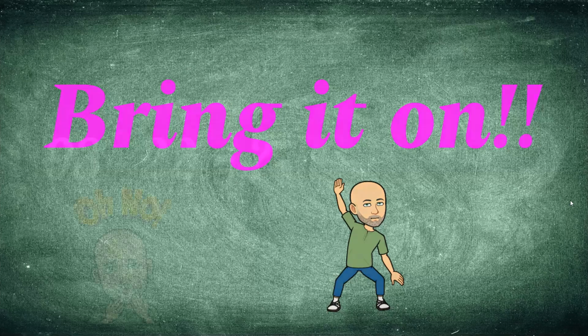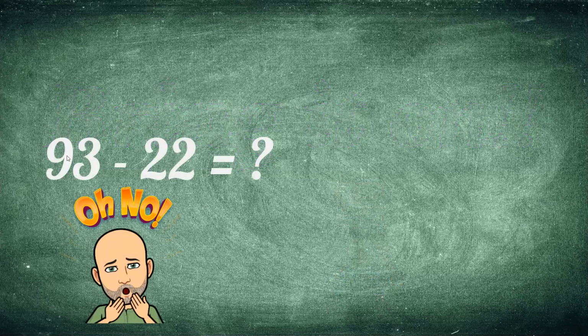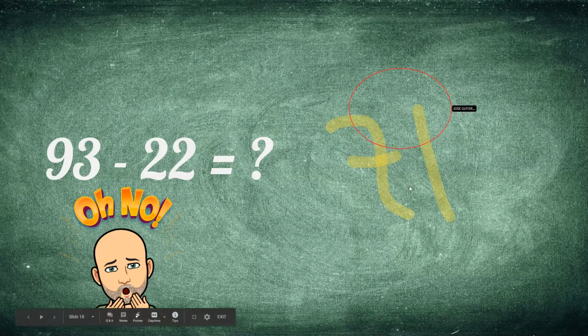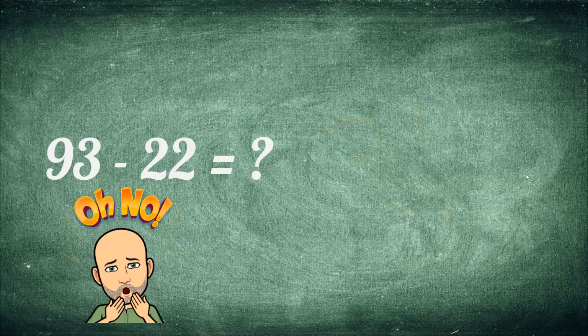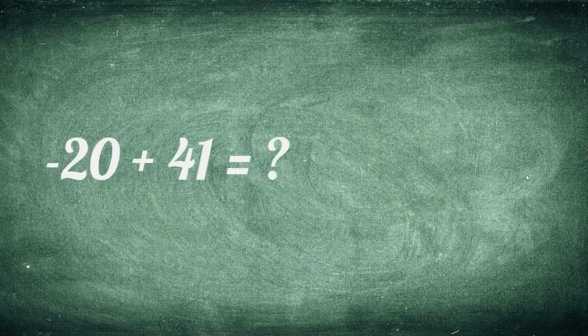All right. So let's try this. 93 minus 22. 71. Excellent. Very good. Who was that? Is that you, Antonio? Yeah. Oh, no, Antonio's red. Oh, Lalo, yeah. Oh, good. All right. Try another one. -20 plus 41.